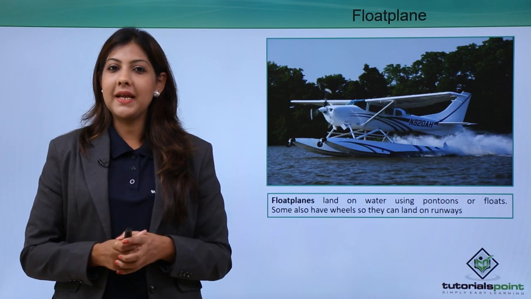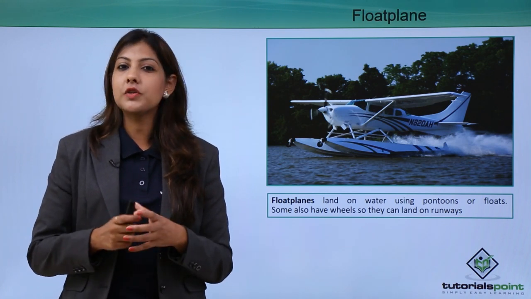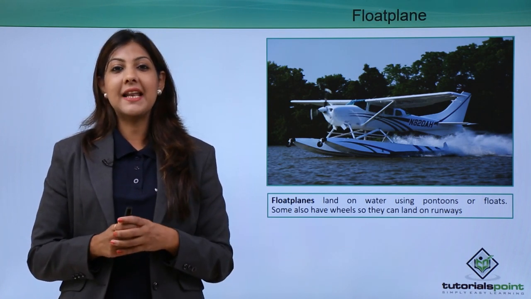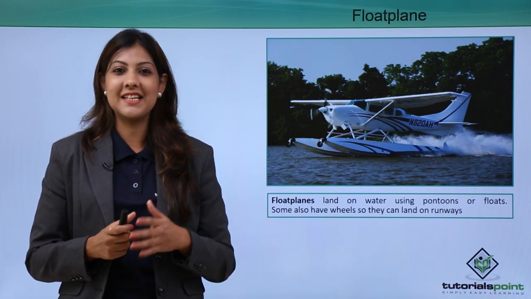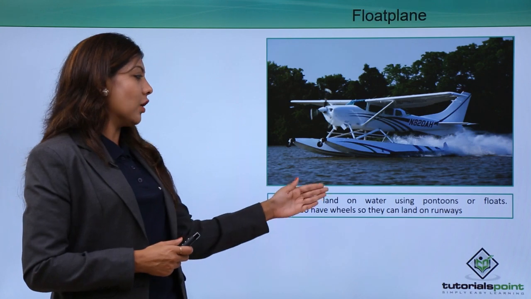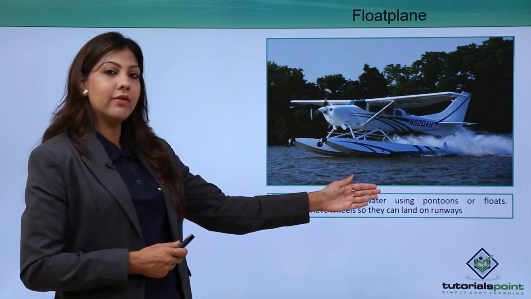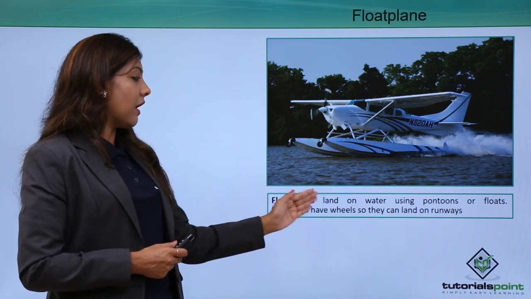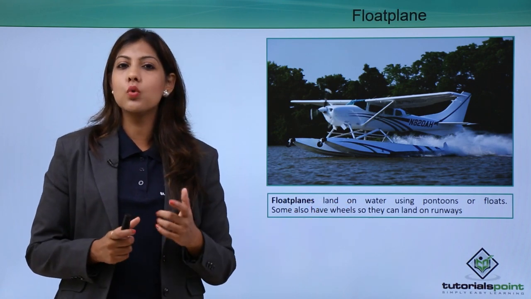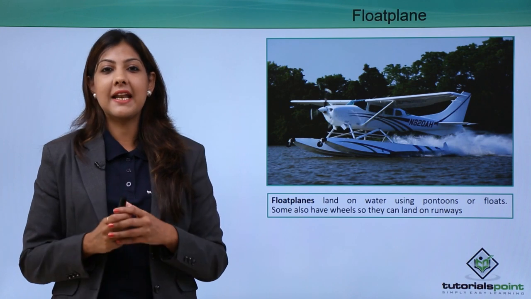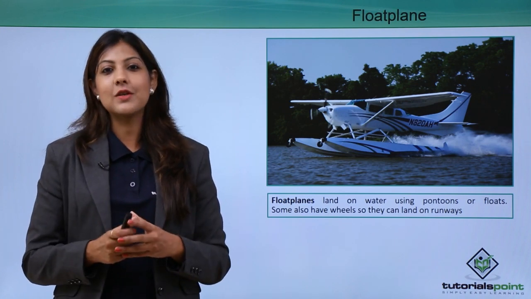What is a float plane? A float plane is simply also known as a seaplane because it can land into water. And that is the purpose of it, that it lands into water. So these land on water using pontoons or floats. Some also have wheels so that they can also land on runways. So they have a dual purpose. Float planes can land on the sea as well as on the land.